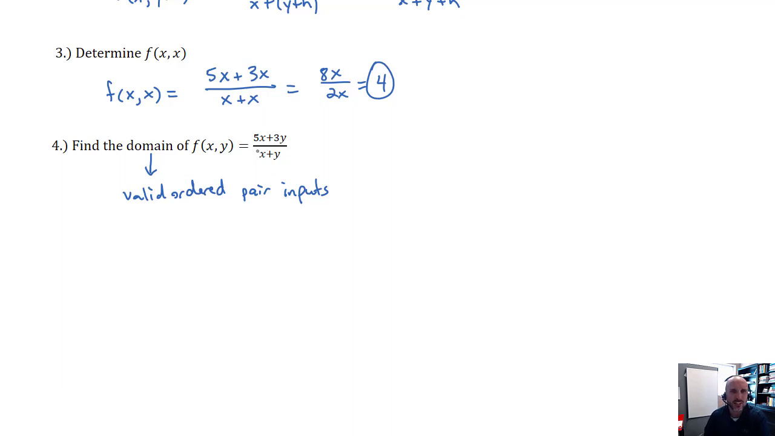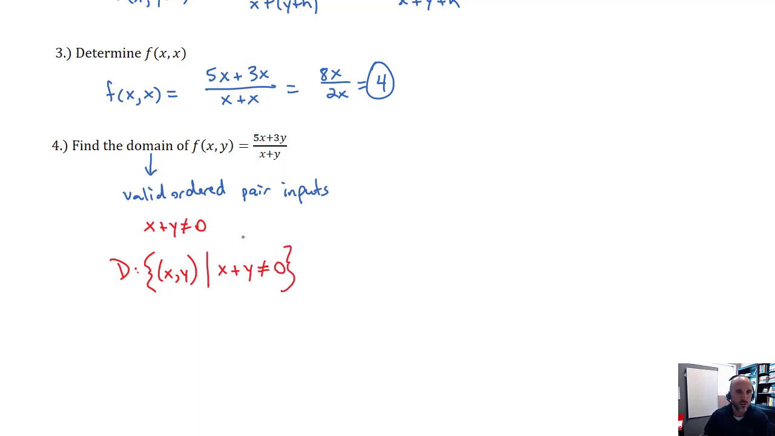So in this case, we can see that we're dividing by x plus y. So in this problem, we do not want x plus y to equal 0. Okay, so the domain of this function is all ordered pairs x comma y such that, by the way, this is called set builder notation. So a brace to indicate a set. It's a set of all ordered pairs x comma y, and then the vertical bar means such that x plus y does not equal 0.